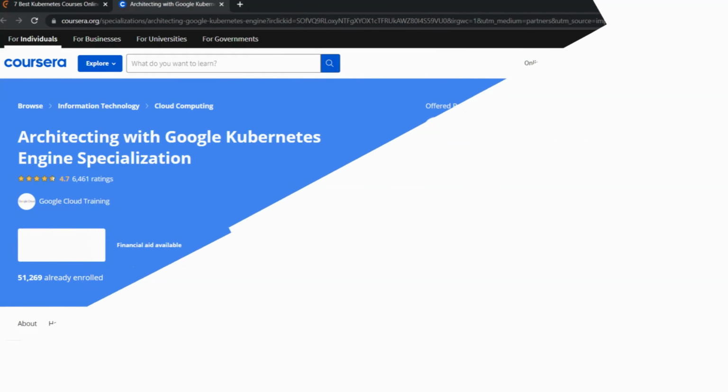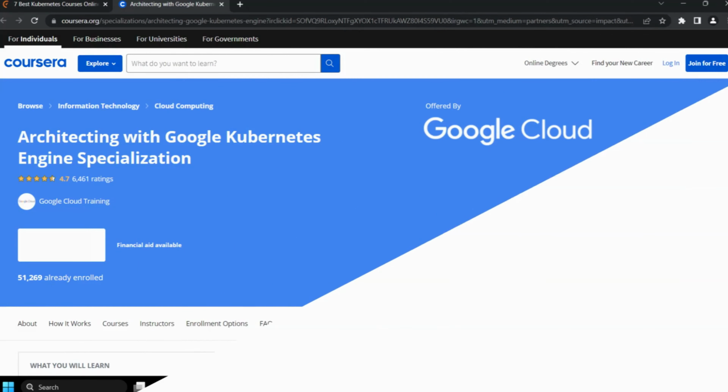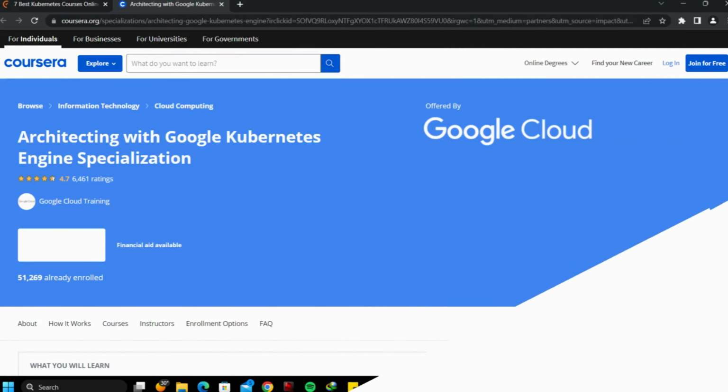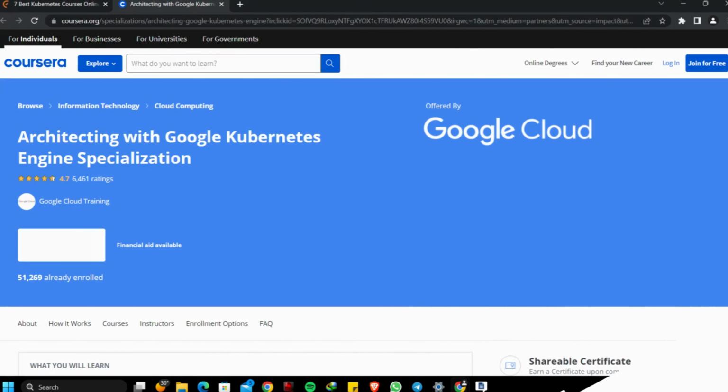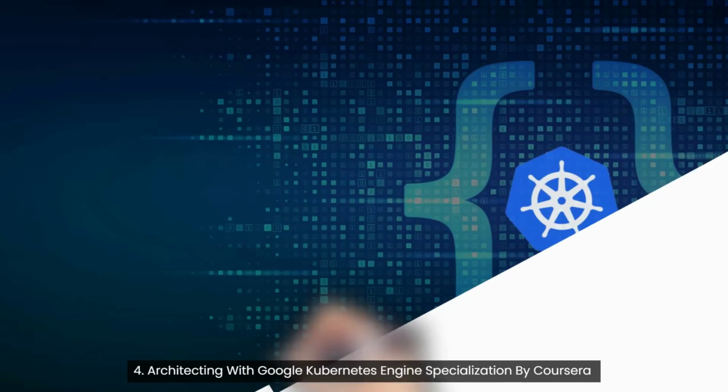Fourth course, Architecting with Google Kubernetes Engine Specialization by Coursera. This course teaches you to implement Google Kubernetes Engine and how to use and manage various applications in Kubernetes. Topics covered are core infrastructure, foundations, workloads, production.